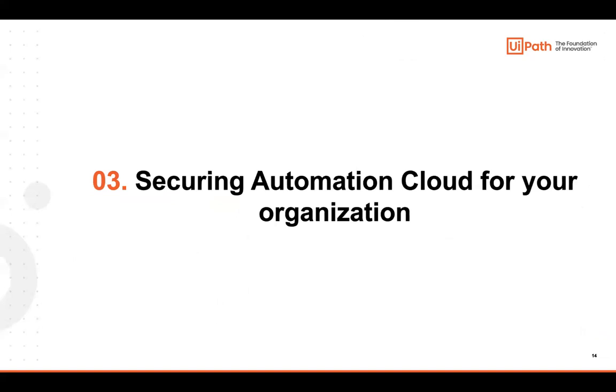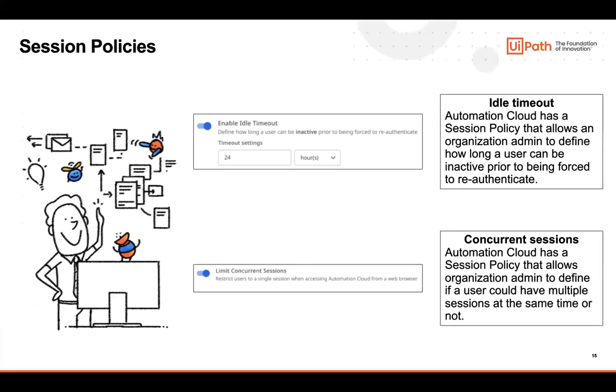Now we're going to the next step, which is securing the access to your Automation Cloud account. And here we have a set of policies that can be set, changed, and modified, and we're going to go through each to see what can be achieved here. One of the areas where we focus is sessions. So today we're looking at two ways of controlling this.